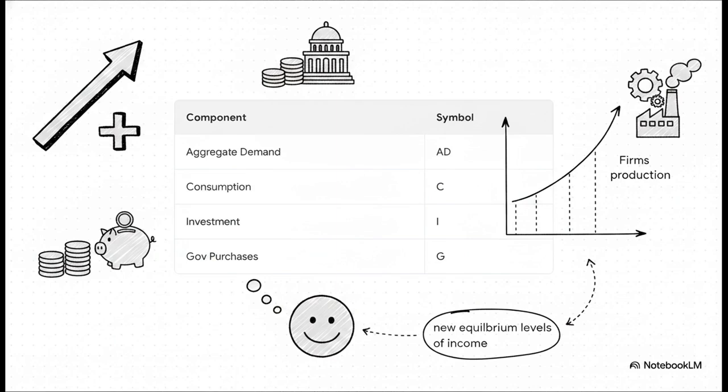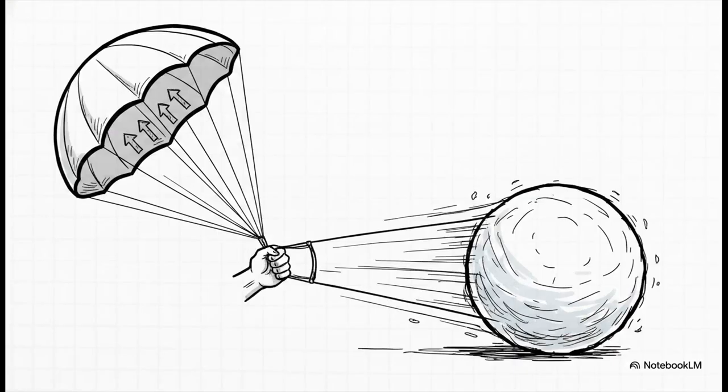We can see this clearly in the aggregate demand equation, where total output, or AD, equals consumption plus investment plus government purchases. Because government spending, that G right there, is baked into the formula, injecting money literally shifts the country's entire demand curve upward. Firms expand production to meet this new demand, and boom, you get higher equilibrium levels of national income.